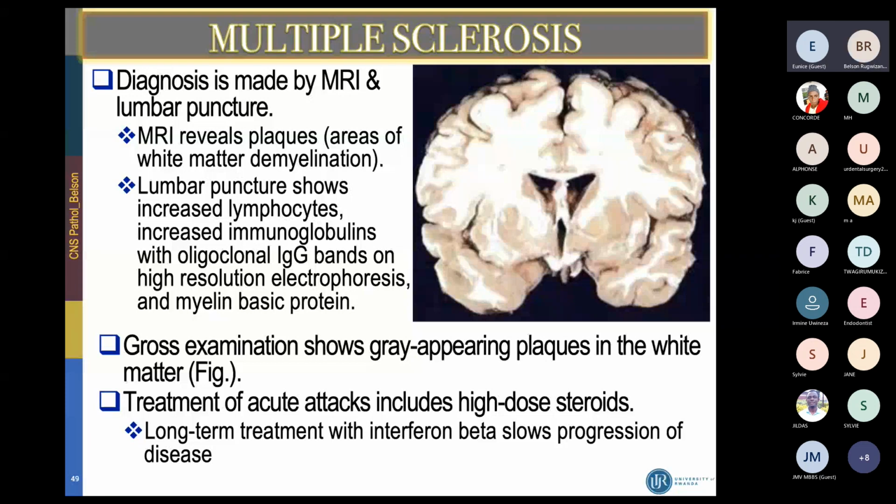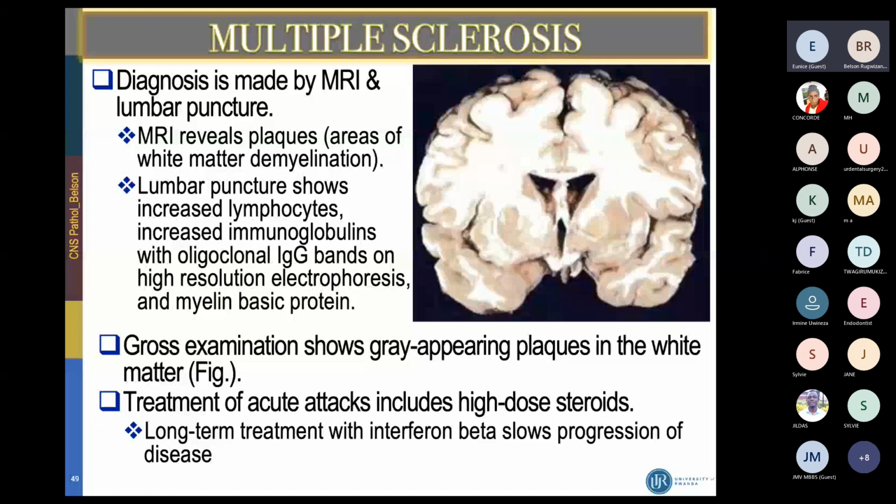So then the plaques is rero plaques cyangwa sclerosis cyangwa fibrosis niyo byatumye hazamo ijambo sclerosis. So multiple nuvuga ko biri ahantu henshi, sclerosis, you understand the reason. Lumbar puncture will show increased lymphocytes. Why? Twabonye ko ari autoimmune disease habamo antibody, but usually there are also autoreactive T cells which fight there.